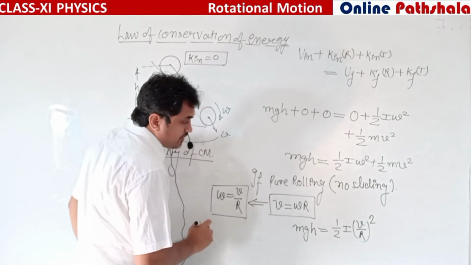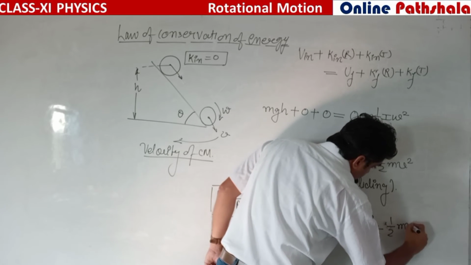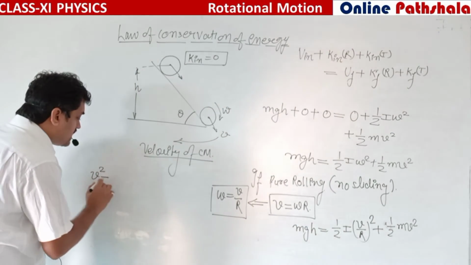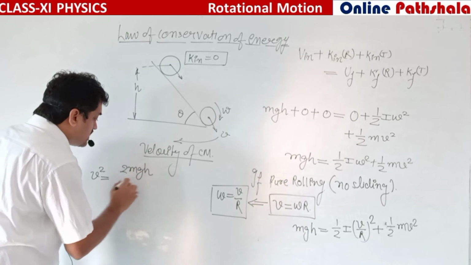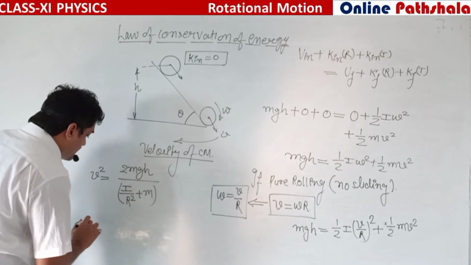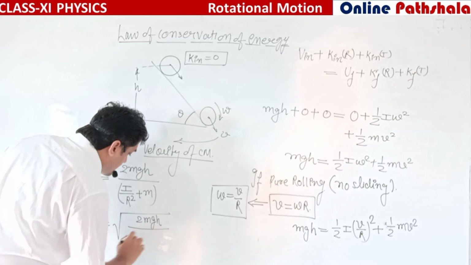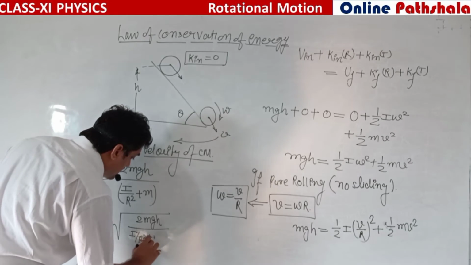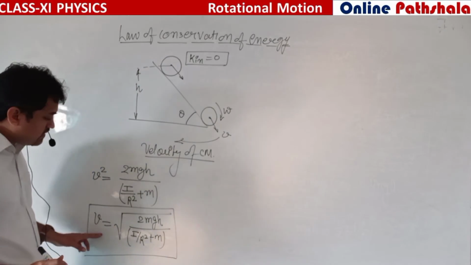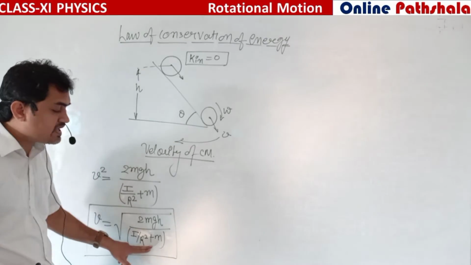plus 1/2 mv square. From this equation we can find the value of v. V square is equal to 2mgh divided by (I by r square plus m). So v is equal to root of 2mgh divided by (I by r square plus m). This is the velocity at the bottom.